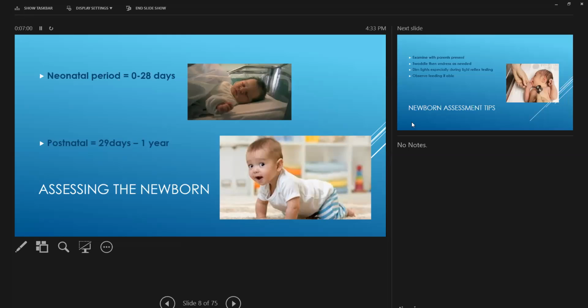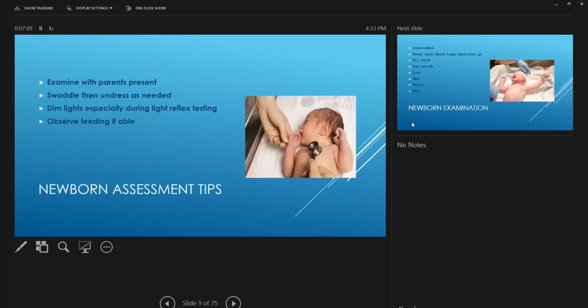So what's the verbiage here? So neonatal period is 0 to 28 days. Postnatal period is from 29 days to 1 year. As we assess the newborn, we want to make sure that we're doing the assessment of a newborn. If this is the full assessment, parents are present, we're going to undress the child as much as needed and then swaddle them with a blanket. Dim the lights, particularly if you're doing the red reflex testing. And then if you're able to do some observation of the child's feeding.